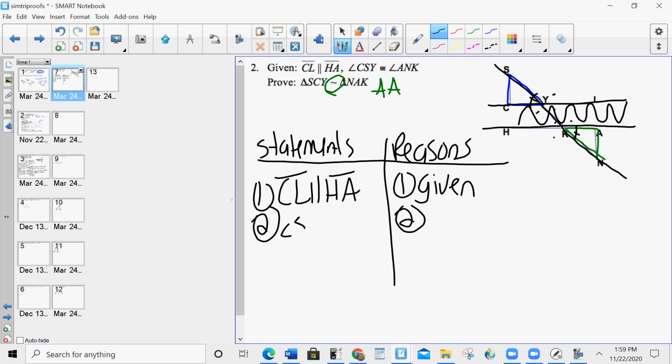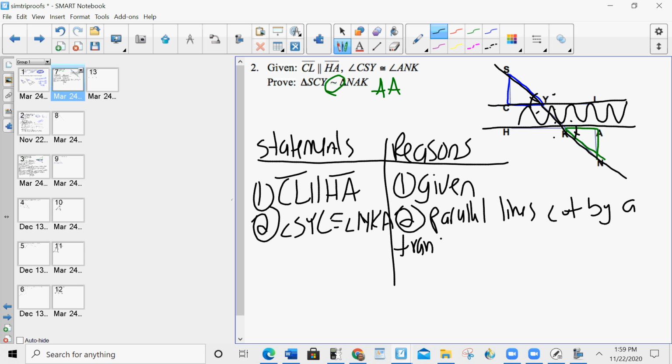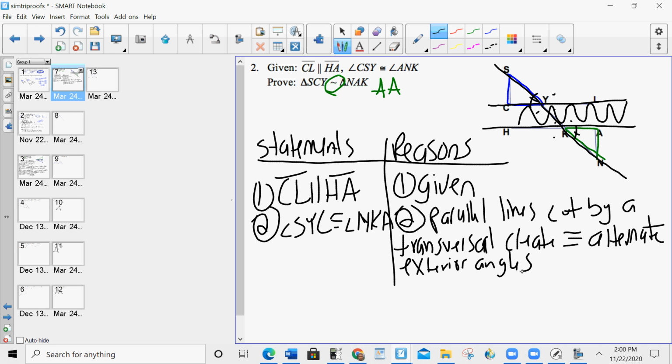So angle SYC is congruent to angle NKA. The reason, if you remember, the parallel is a big one. Parallel lines cut by a transversal create congruent alternate exterior angles. So that's one pair of angles.